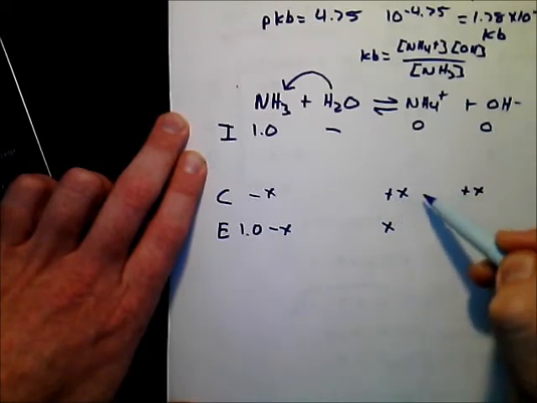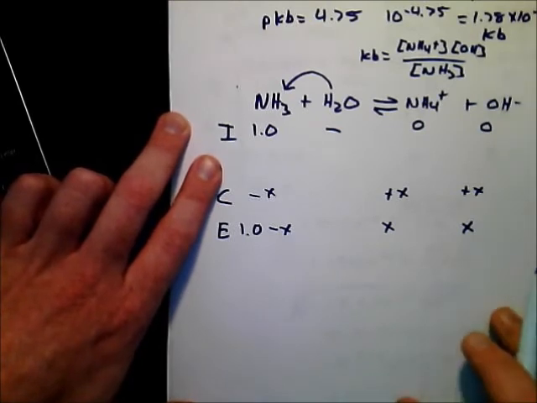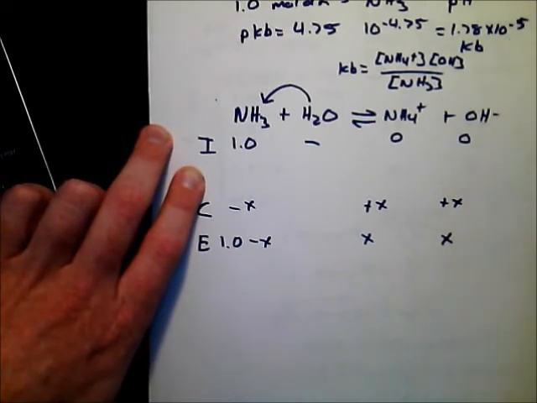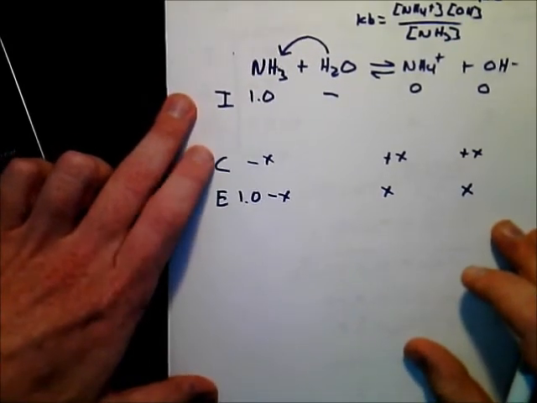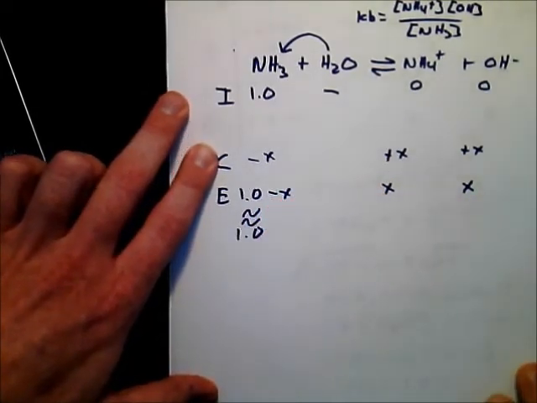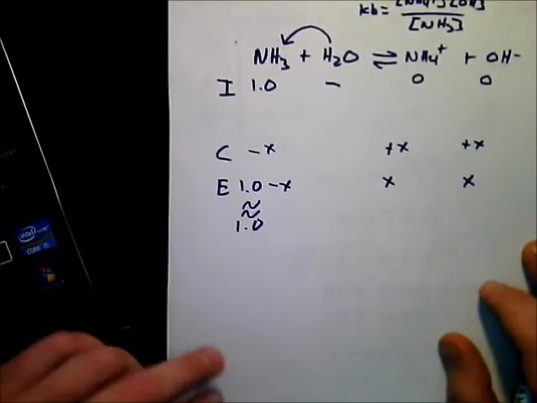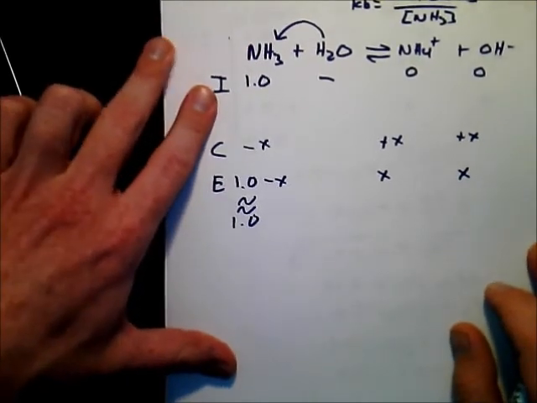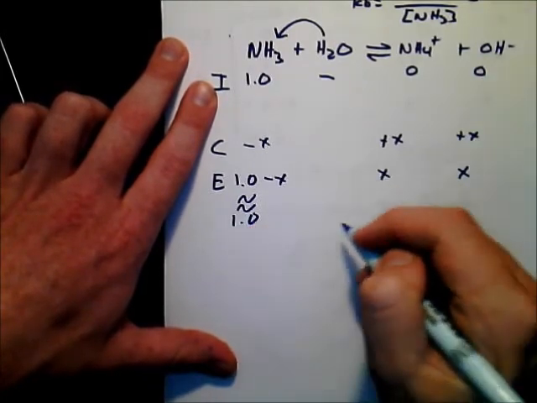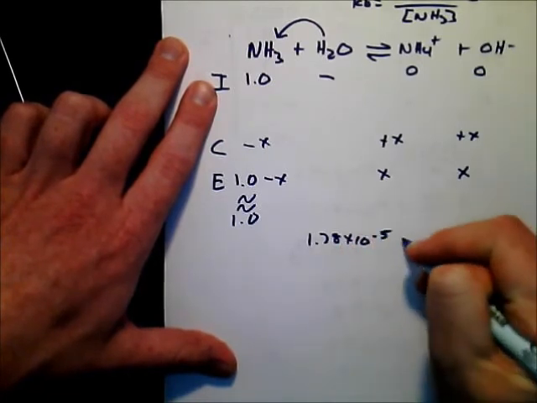So our change is going to be minus x, plus x, plus x, and then we have our equilibrium values here. In this case, the Kb is even smaller, a factor of 10 smaller than our last problem, so it's even more okay to use the small x simplification. The smaller your equilibrium constant is, the more valid the small x simplification is. With 1.78 times 10 to the negative fifth, we're pretty comfortable with that. So the ammonia concentration is approximately equal to 1.